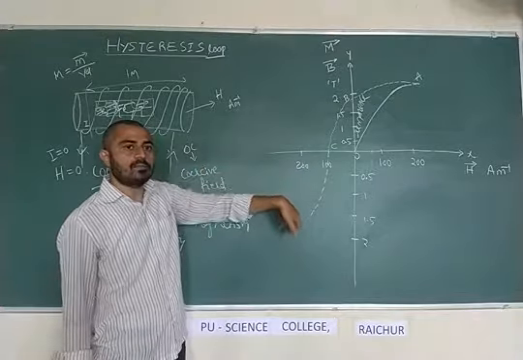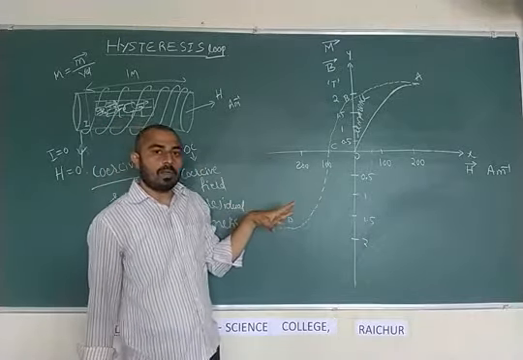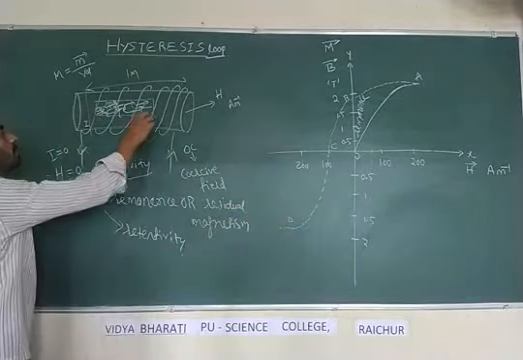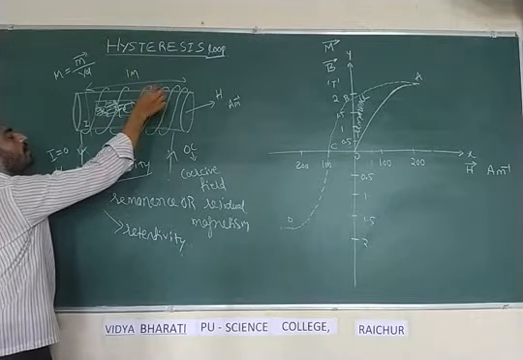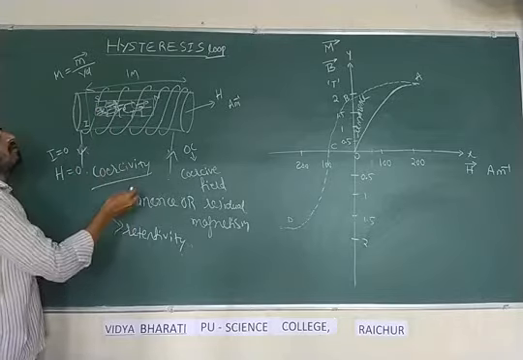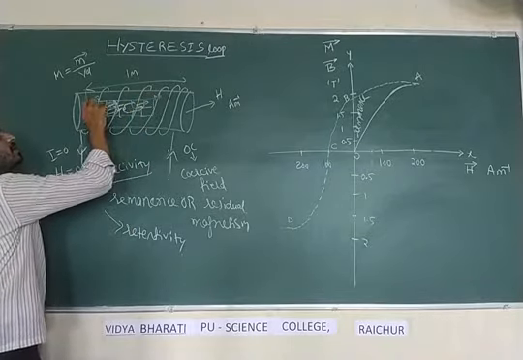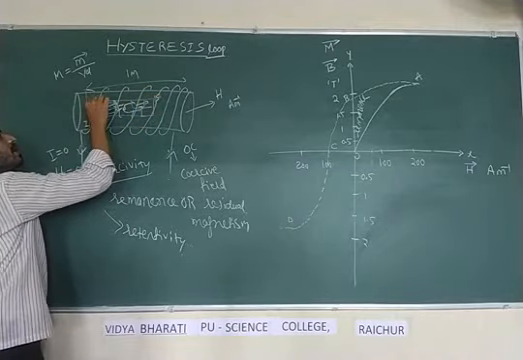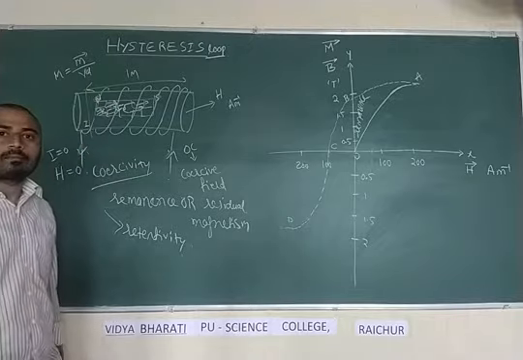It reaches saturation. It means earlier the iron could have been in this direction, north and south. Now its poles are reversed. It will become south. It will become north.